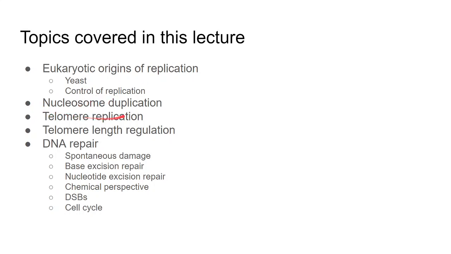Then we'll come back down to nucleosome duplication, because in eukaryotes, at least in humans and mammals, your chromosome is made up of almost equal parts DNA as well as protein. So epigenetics and histones play a huge role in your chromosome and how it's expressed. Therefore, you need to duplicate your nucleosomes and other epigenetic marks.